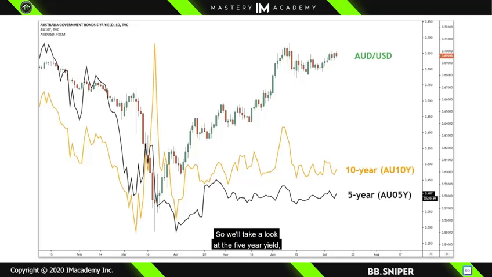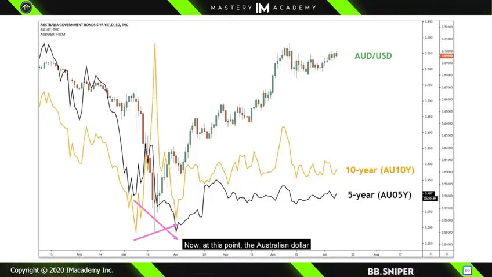But nonetheless, we'll start with the yields first. So we'll take a look at the 5-year yield, which is in black. And the legend is on the bottom right, so the symbol is AU05Y, and the 10-year is AU10Y for the orange line. All right. So if we look at the black line first, right in here, it makes a low and then a lower low. All right, you can see that. And at the same time, the 10-year was moving higher.